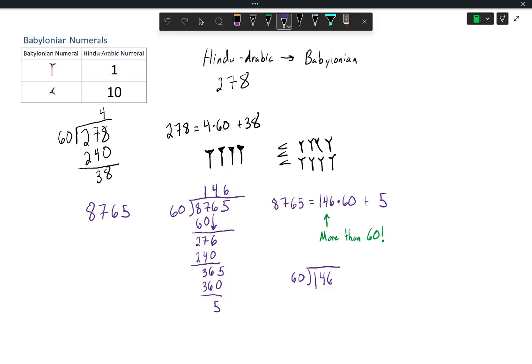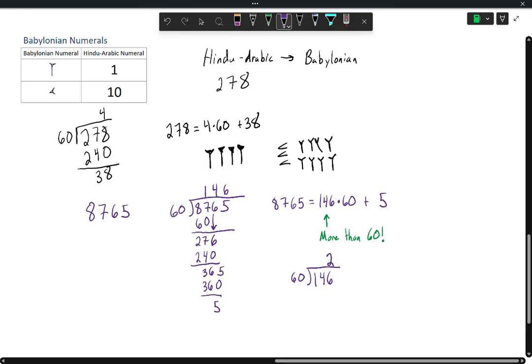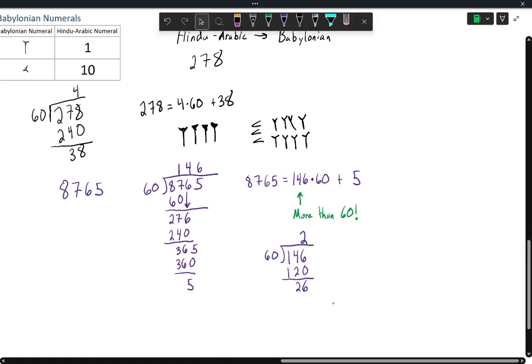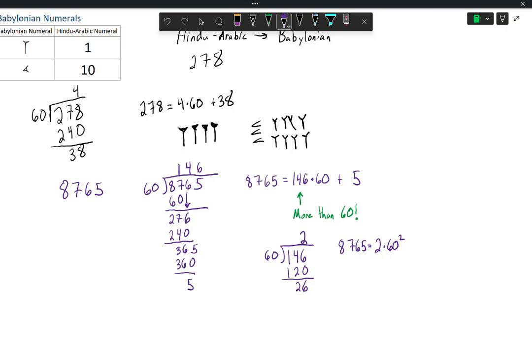So let's see, 60 doesn't go into 1 or 4, so I'm going to use the whole thing. How many times does 60 go into 146? Oh, that's going to go in 2 times. So I have 120 and 26 left over. 26 is less than 60, so I can't divide any further. So what does this tell us? This tells us that I have in 8,765 2 groups of 60 squared, because you can think of it as I'm saying how many groups of 60 are in 146.